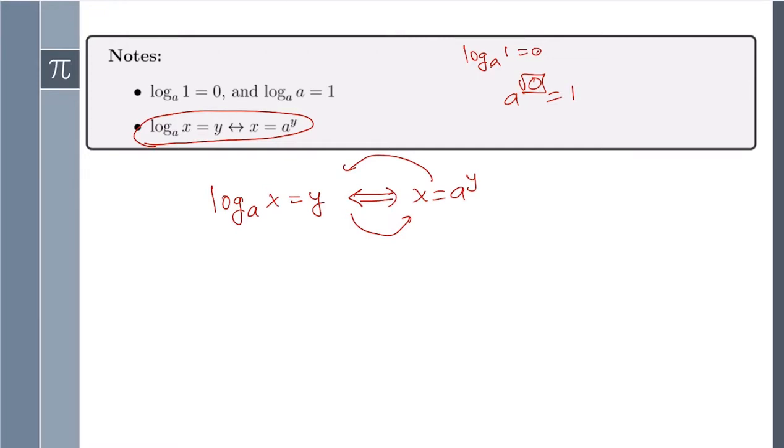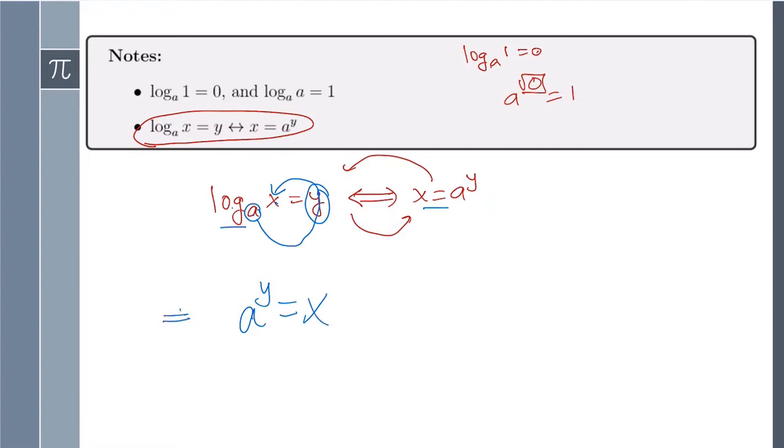Now I have an easy trick to write this one. This is what I do. If I have to change the log into exponential, always the base is the same for both. So the base for log is a, and the base for exponential is also a. Now this is what I do. I start with the base, we go to the other side, and we come back here. So a raised to the power of y equals x.